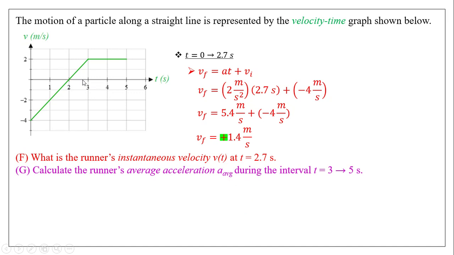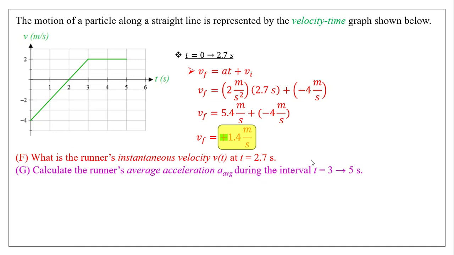Which makes sense. Again, on the graph, if I go from 2 to about 2.7, eyeballing it, I go up. I know that the value is less than 2 but bigger than 1. And 1.4 fits that approximation, okay? So here, I include the plus sign because it asks for instantaneous velocity, which is a vector. So that's my answer, part F.